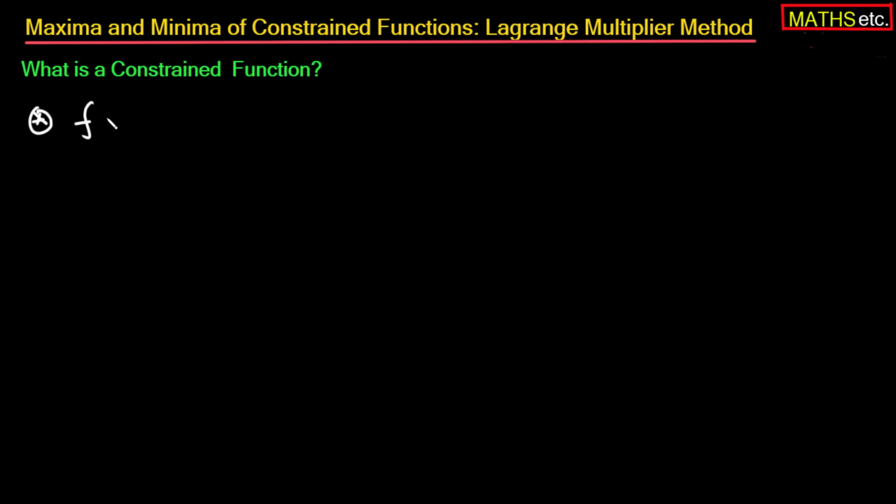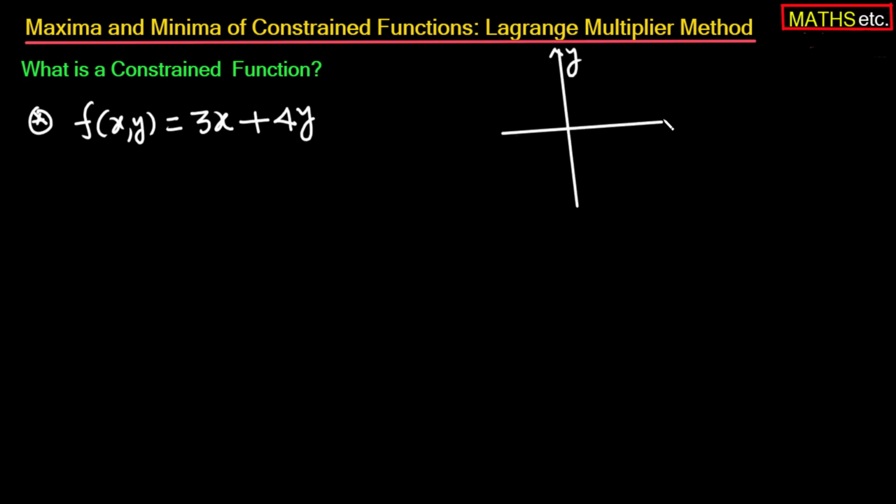We are given a function of two variables given by the rule f = 3x + 4y. It's a polynomial function and its domain is the entire xy plane. So this is the x-axis and y-axis. The domain of this function is the entire xy plane, so any point (x, y) is a candidate at which this function could have a maximum or a minimum value.